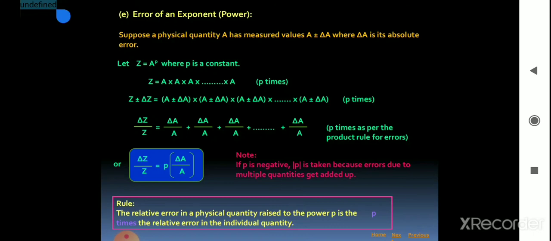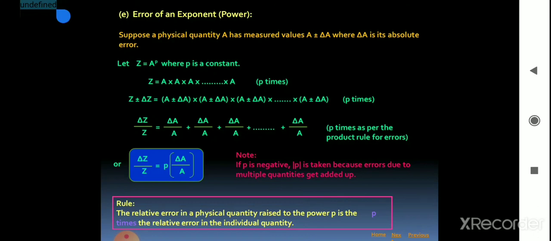And we studied about absolute error, relative error and percentage error. Absolute error means it is the difference between the true value of the quantity and the individual measurement value. Relative error is the ratio of mean absolute error to the mean value of the quantity measured. Percentage error: when the relative error is expressed in percent, it is called percentage error.